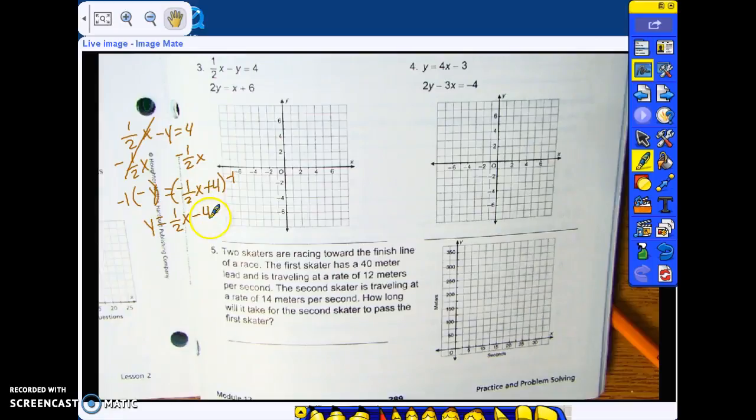To graph this, we start at the -4 and put our point on the y-axis. My slope is 1/2, so my numerator tells me where I'm going up. My denominator tells me where I'm going to the right. I'm going up 1, to the right 2.